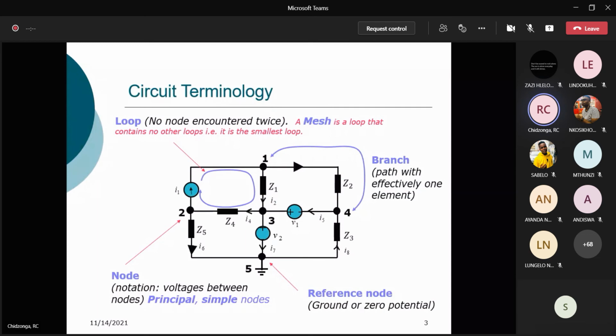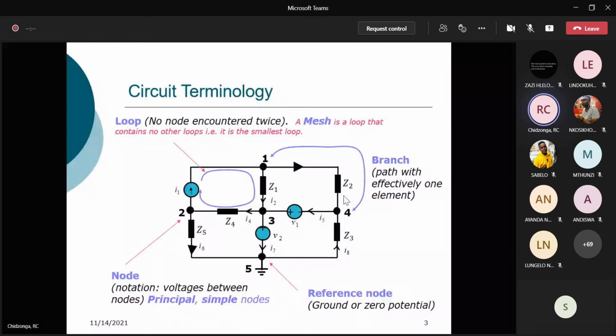You have seen such networks definitely in Eng 1. The impedances, the black boxes, now they are general complex impedances.